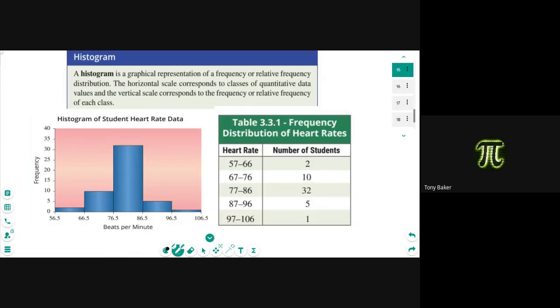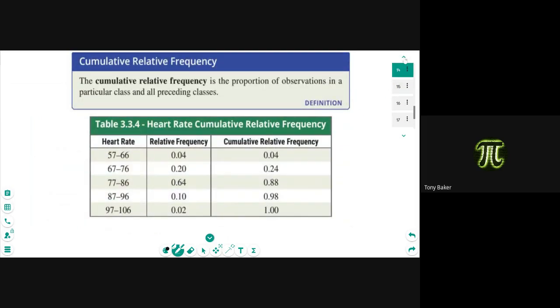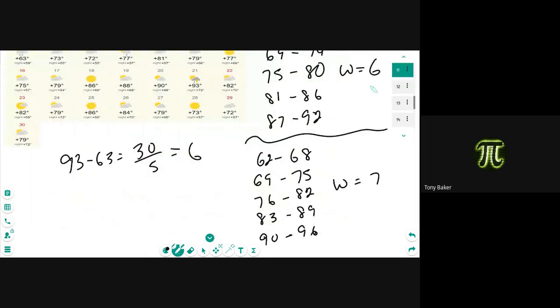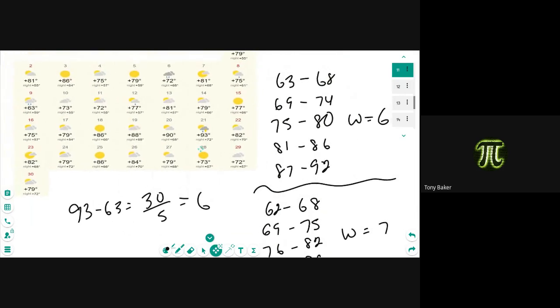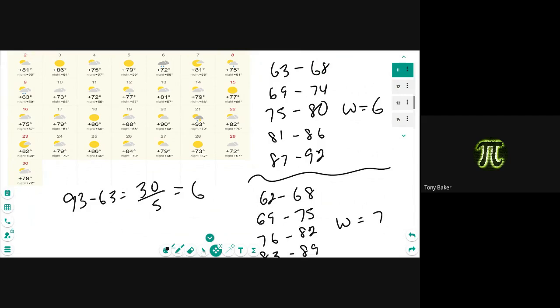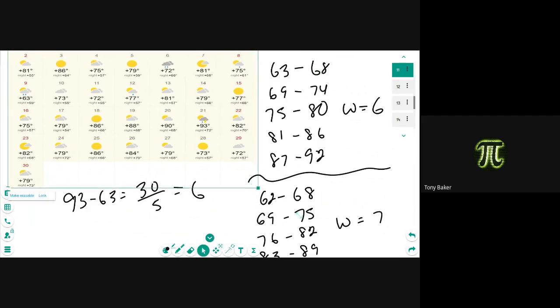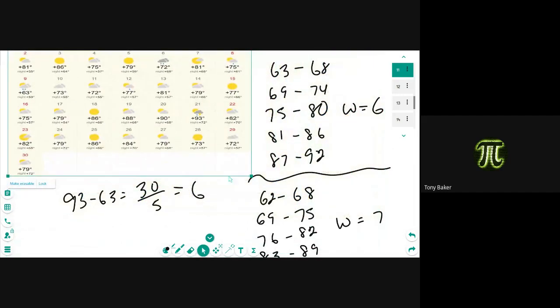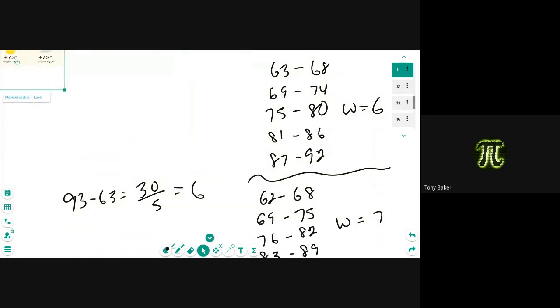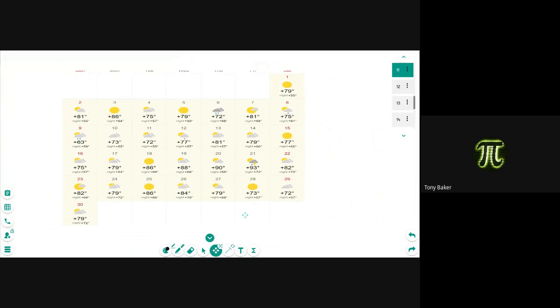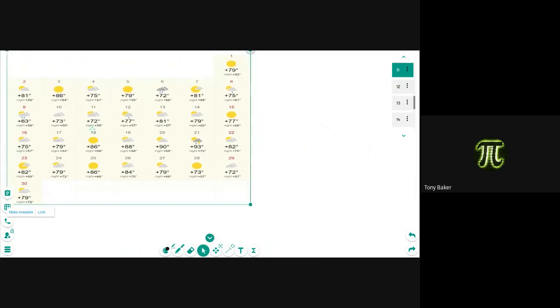Let's see if I can find... Actually, we're going to go back to our numbers here. Did everybody write the numbers down? Temperatures. I wrote them down there. All right, hold on. I'm going to move this up, because I want you to actually make me a histogram for it. We're going to look at it.